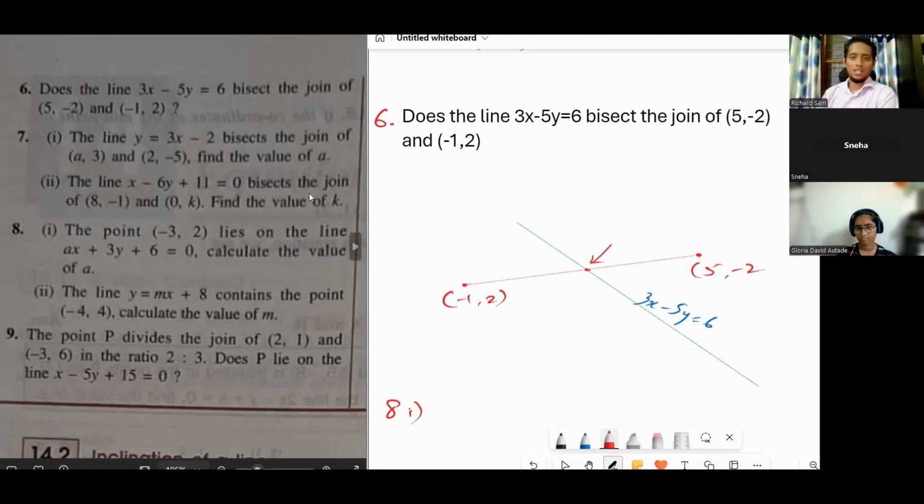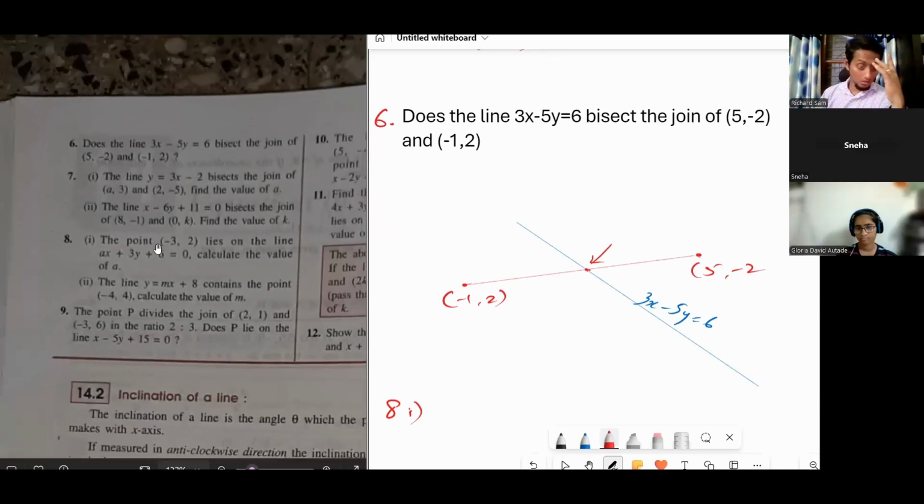Okay. This question, so they're telling you this point lies on the line, right? So that means you substitute in this and you find the value of A. What is A? 4. Okay. So you can do these questions for homework. I'll tell you the questions. You can mark the questions.